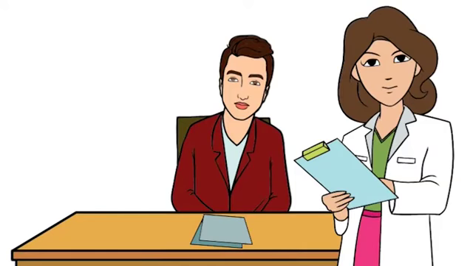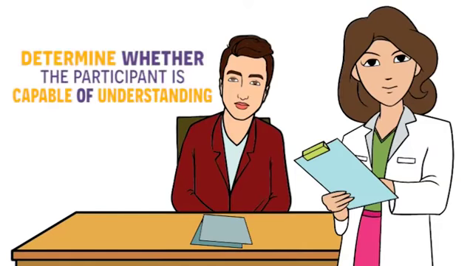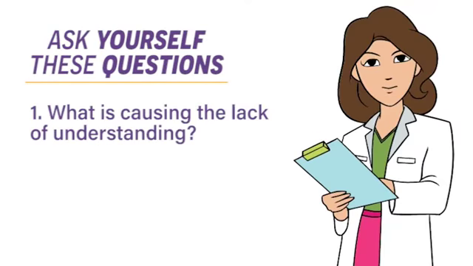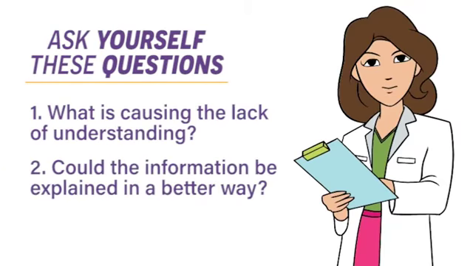Your first task when you see a low score is to determine whether the potential participant is capable of understanding the consent information. Ask yourself these questions. 1. What is causing the lack of understanding? And 2. Could the specific information that the participant misunderstood be explained in a better way?